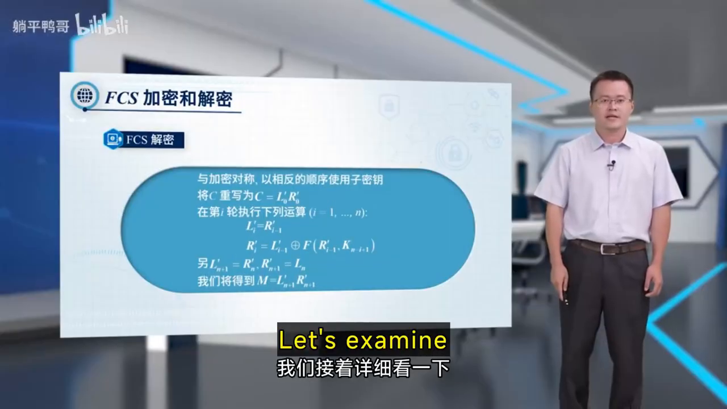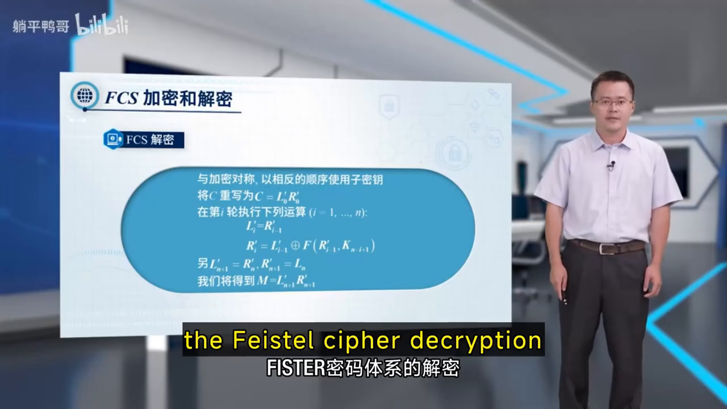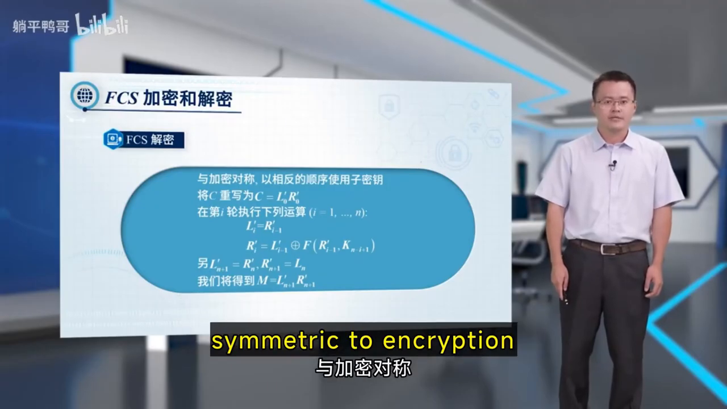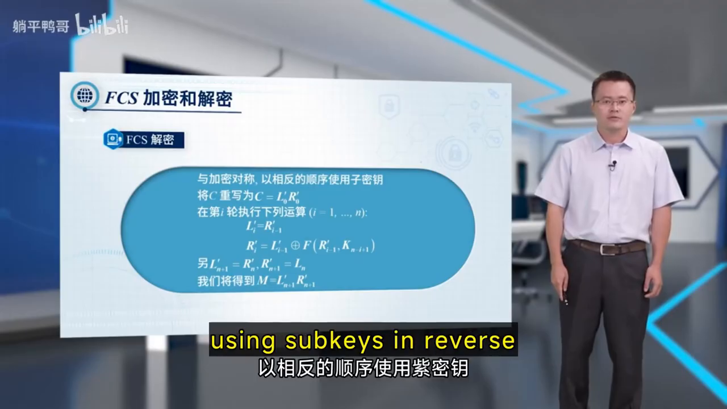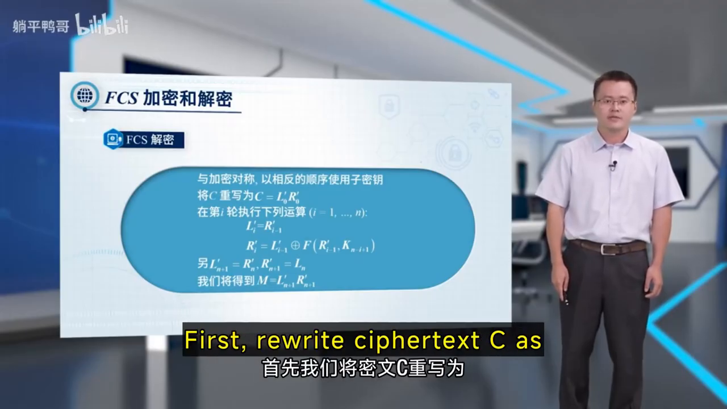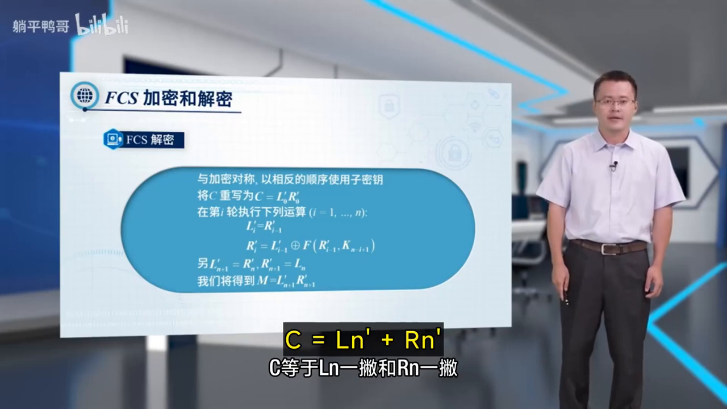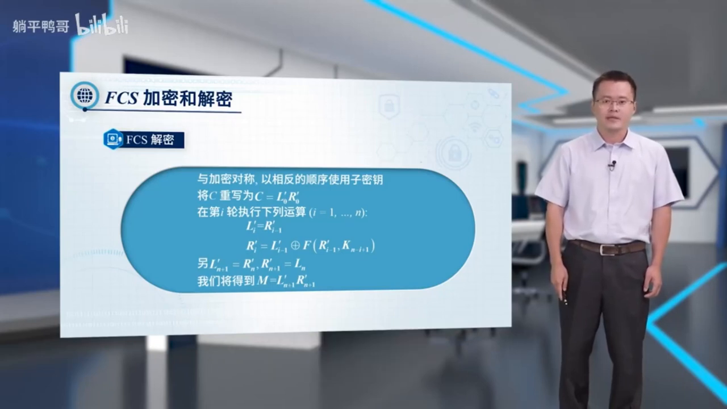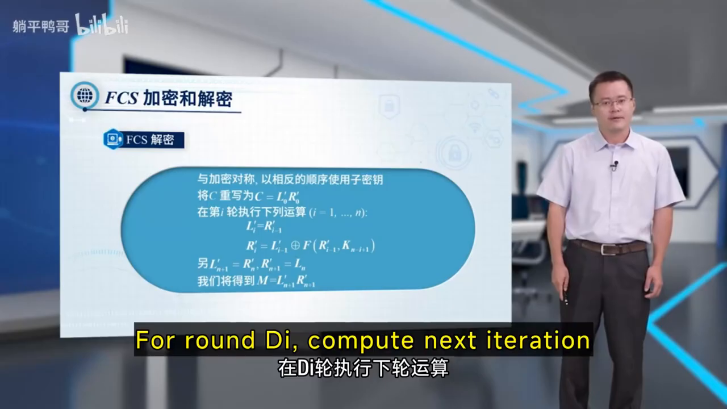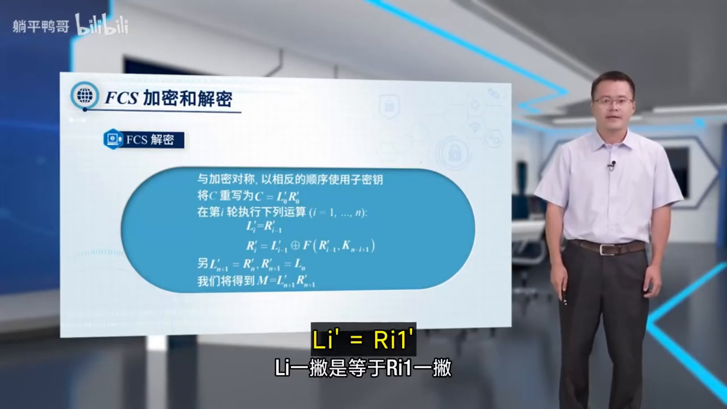Let's examine the Feistel cipher decryption. It is symmetric to encryption, using subkeys in reverse. First, rewrite ciphertext C as C equals L_n plus R_n. For round i, compute the next iteration. L_i' equals R_{i-1}'. R_i' equals L_{i-1}' XOR the function output.